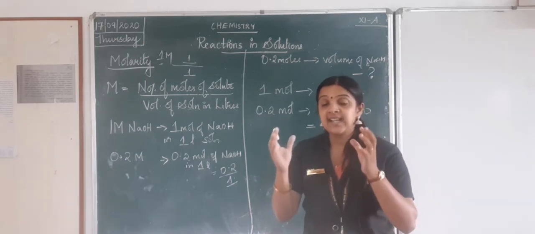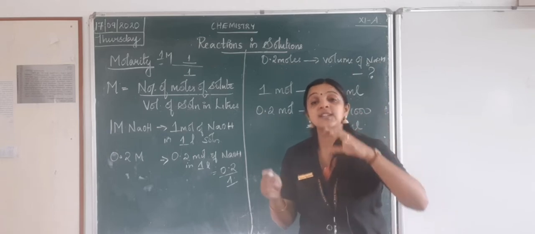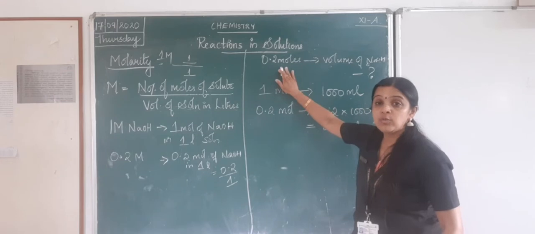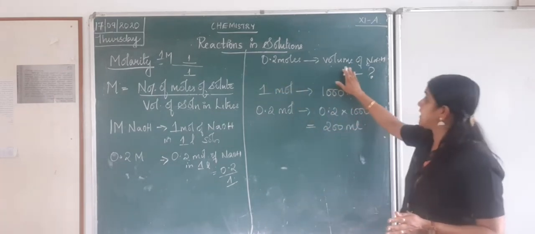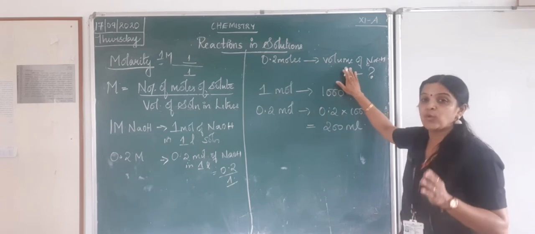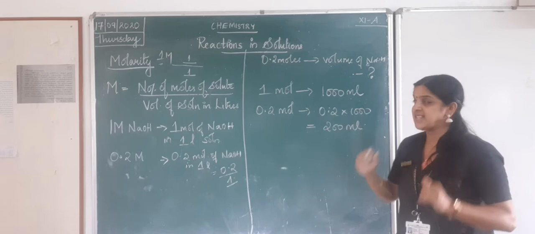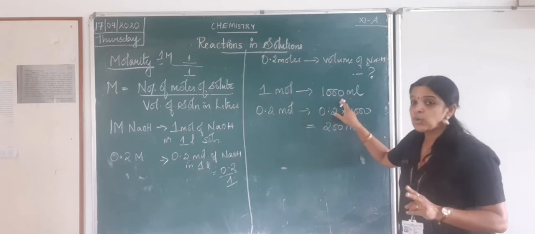That is, I take the required amount of NaOH, then start adding water so that I make up the solution, dilute it to make it 0.2 moles. What should I do? For 0.2 moles, I need to calculate the volume of NaOH required. How do I calculate? Very easy. For 1 mole, you need 1000 ml.